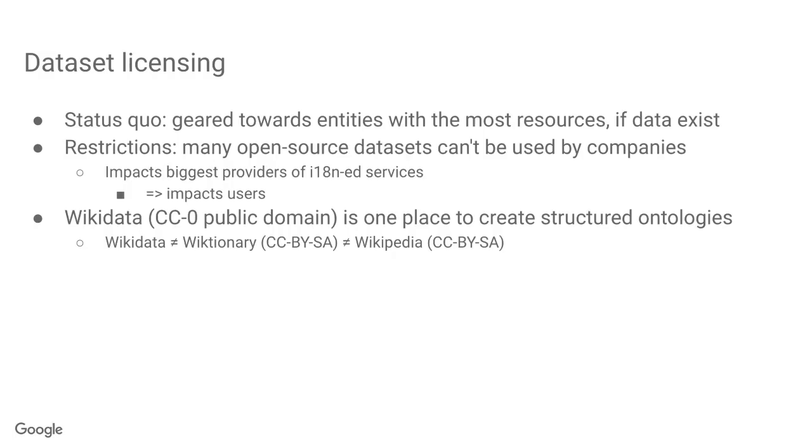Finally, let's discuss some implications of the things that we've seen so far. When it comes to dataset licensing, the status quo isn't all that great. Some of the best datasets are geared towards companies and entities with the most resources, and that's if the datasets exist and are easily accessible. But this leaves out everybody else. If the datasets are open source, they might be under licenses that place restrictions in ways that most companies won't use. And some of the biggest companies can be the biggest providers of internationalized services, and this ultimately impacts users.